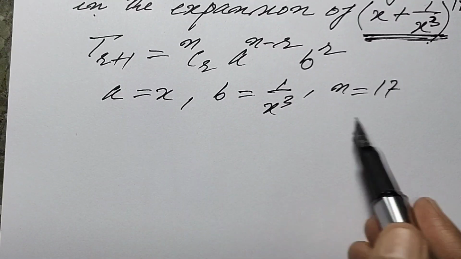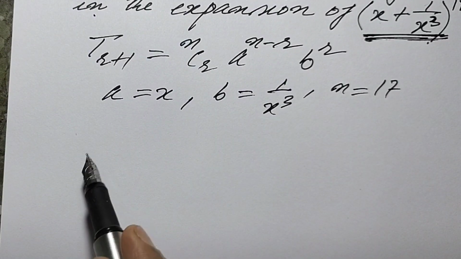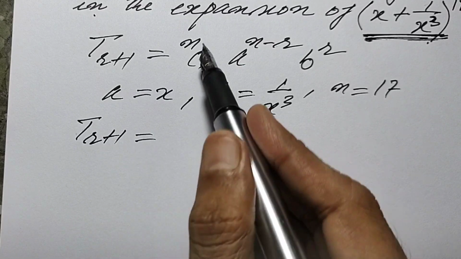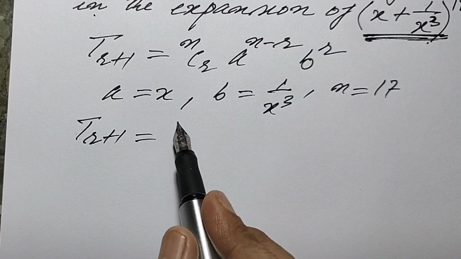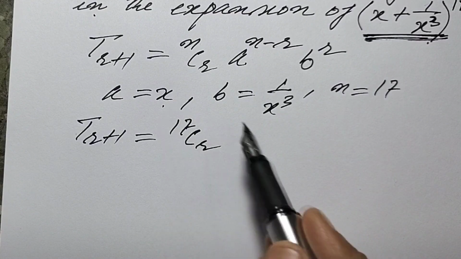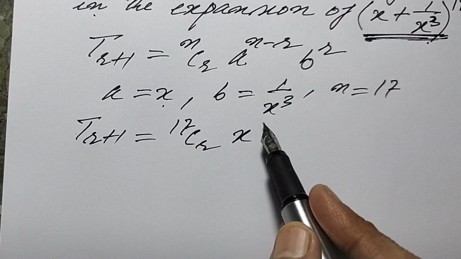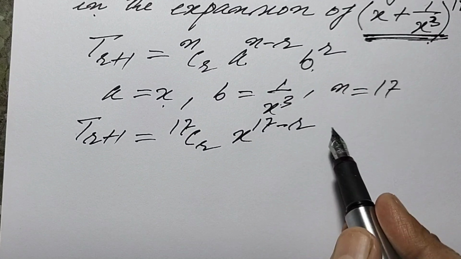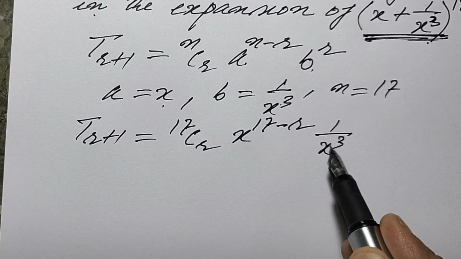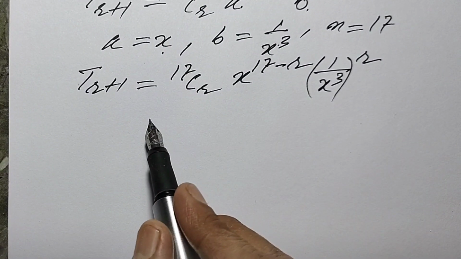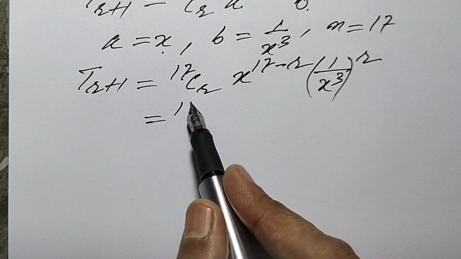Then we substitute these values in this identity. So we have t(r+1) is equal to 17Cr, where n is 17. A is x, so x raised to the power 17 minus r. B is 1 upon x cube, so we have (1 upon x cube) whole raised to the power r. Now we simplify this a little bit.